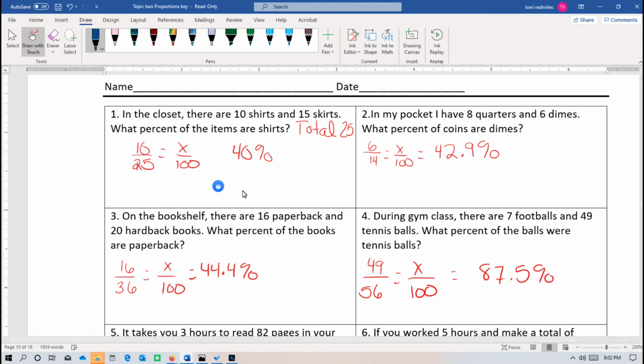All right, so let's take a look at number 1. In the closet, there are 10 shirts and 15 skirts. What percent of the items are shirts? Well, to be able to find the percent, I know that X is my percent amount, but it's always out of a total. I'm always comparing a part and a total when I'm trying to find percent. And I have no total here, but I could find the total if I just add 10 plus 15, which happens to be 25. So I want to know the percent of skirts, so I need to look at its part next to its total of 25.